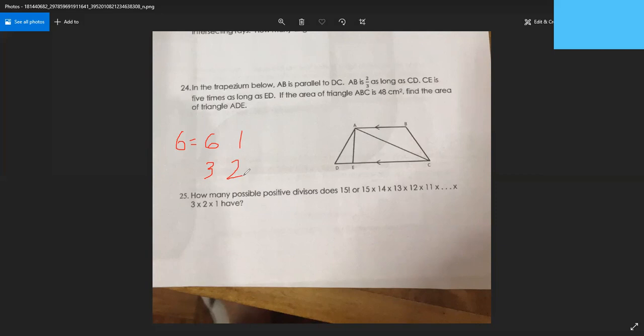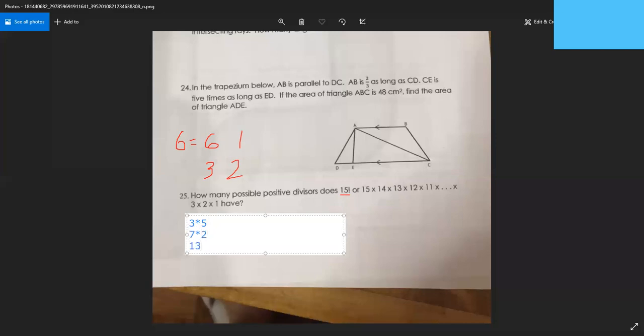Okay. So this is how we do the number of divisors. First, you need to express this as a prime factorization. So 15, that is 3 times 5. And then, for 14, that is 7 times 2.